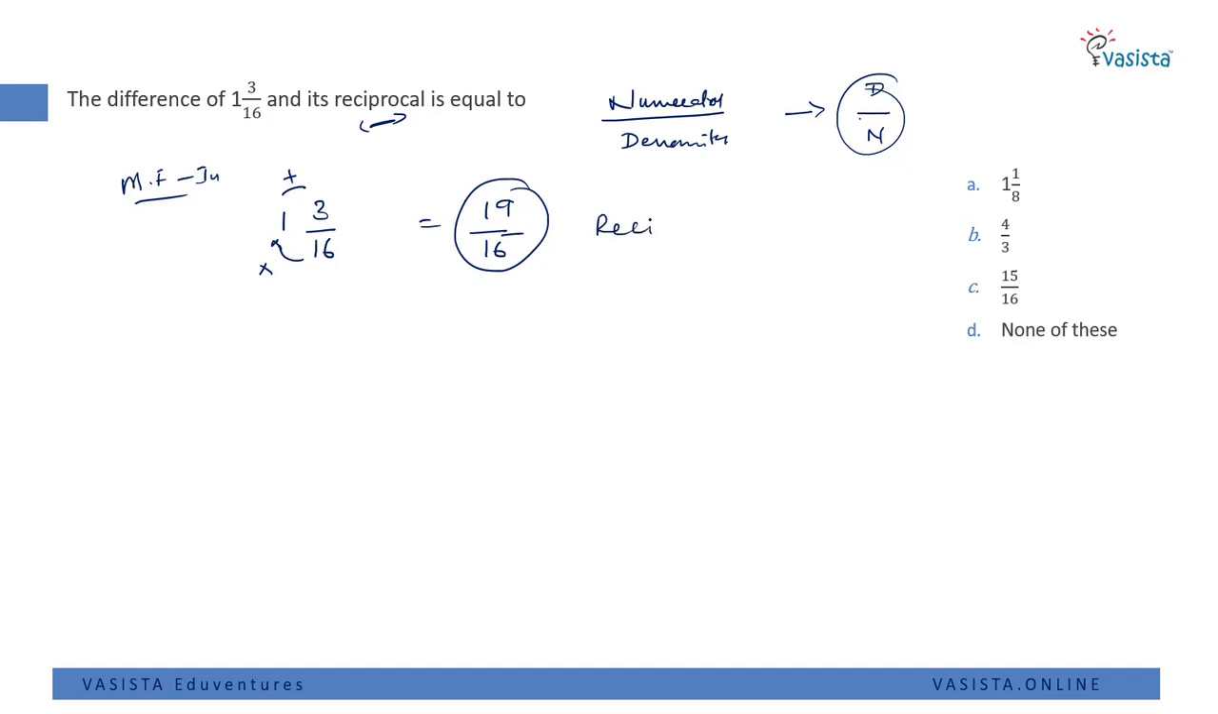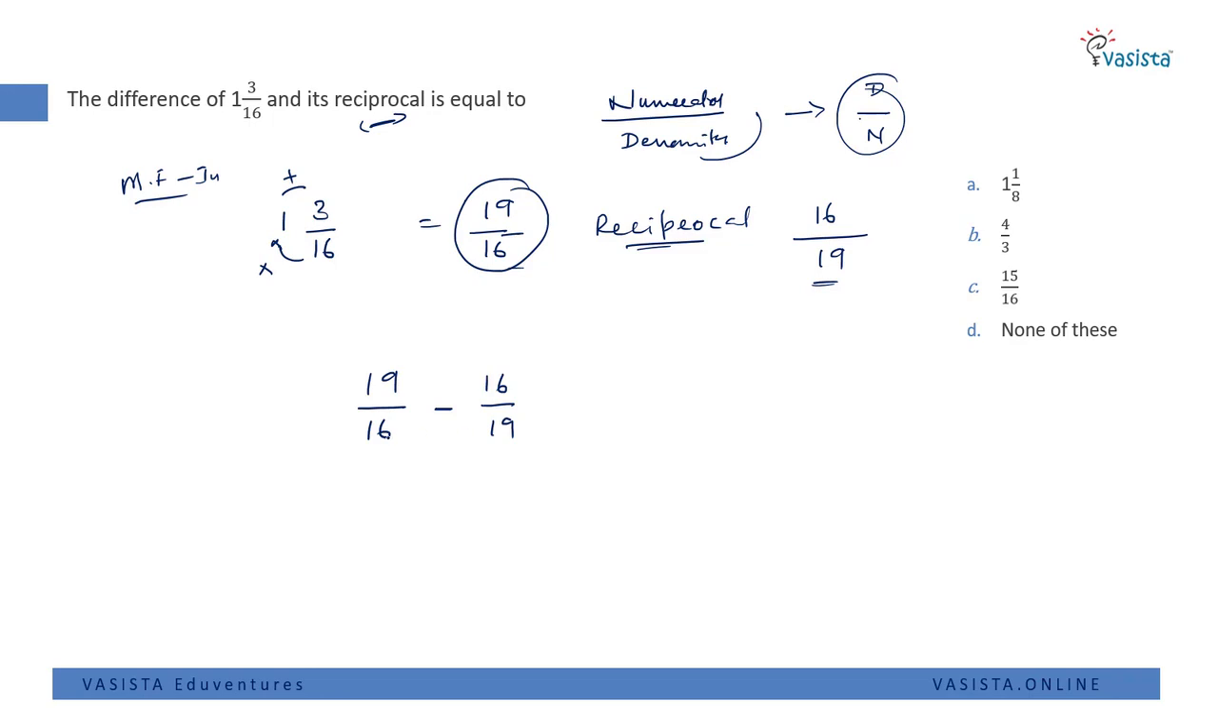Now let me go with the reciprocal. The reciprocal of this fraction, I told you, the numerator becomes the denominator and the denominator becomes the numerator. That is going to be 16 will go to the numerator and 19 will come to the denominator. Now we need to find the difference of 19 by 16 and 16 by 19. So the difference is 19/16 minus 16/19.